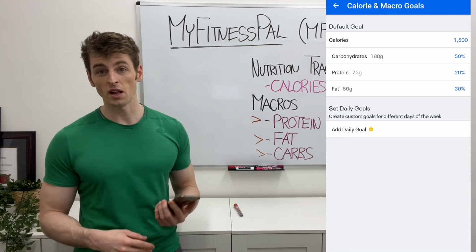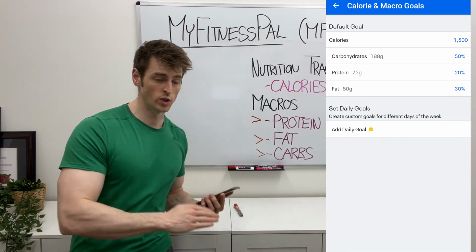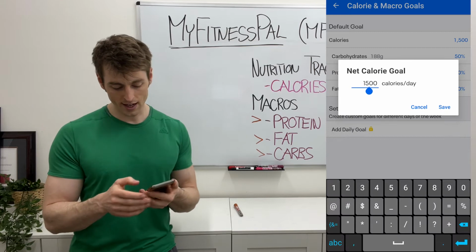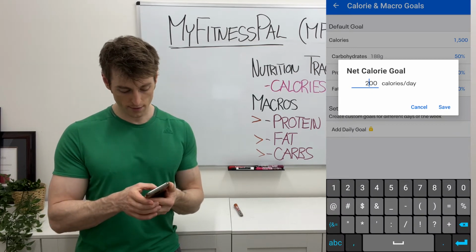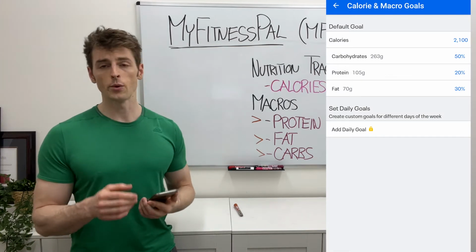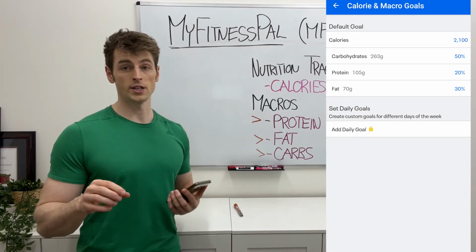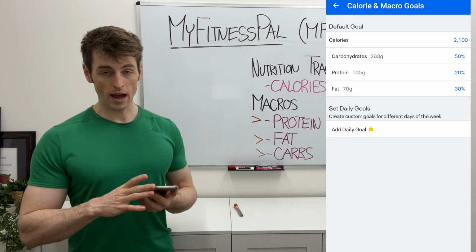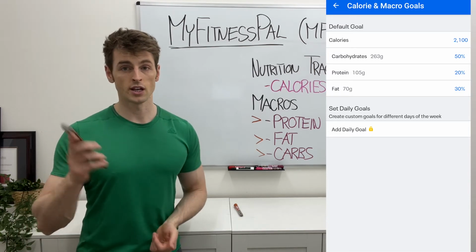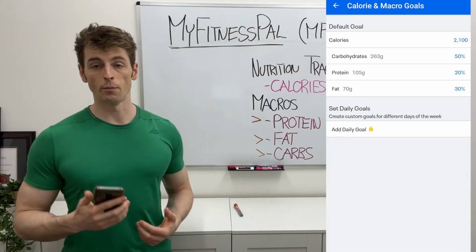MyFitnessPal typically enters your calories really low. In this case, it's suggested 1,500 for me. I can actually eat 2,100 calories. There we go. Now we need to set the carbs, fat, and protein that the macro calculator above calculated for you. MyFitnessPal just does it for random general people.